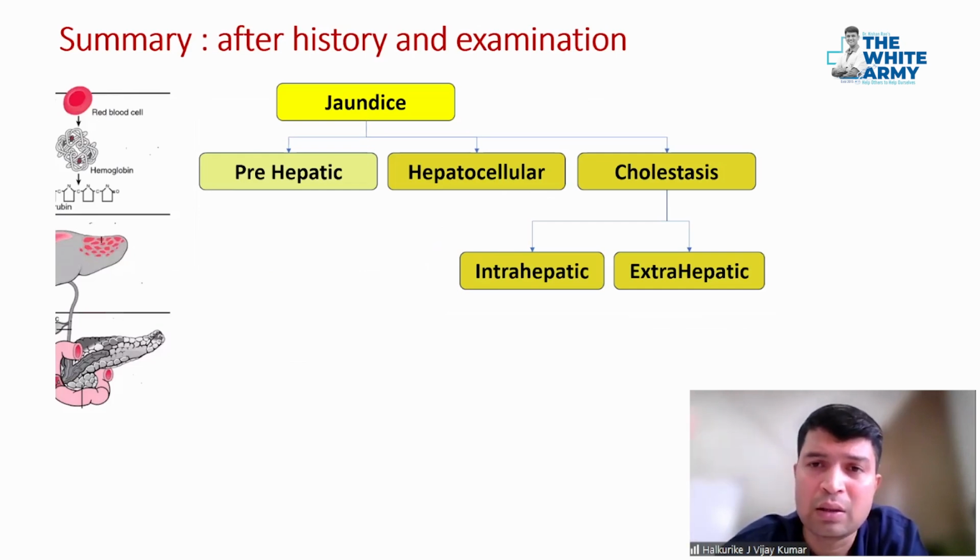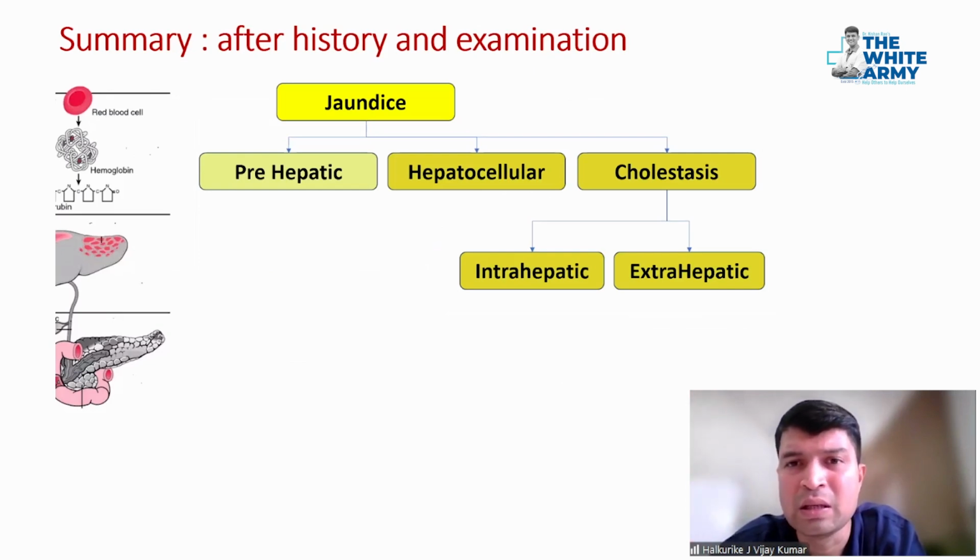We have to retake the history, make sure where the jaundice is, whether it's a prehepatic cause, hepatocellular cause, or cholestasis. If there's cholestasis, previously people used to use the term surgical jaundice. Nowadays, those terms are not used. There is nothing called surgical jaundice. Cholestasis includes two entities: one is intrahepatic cholestasis, the other extrahepatic cholestasis.